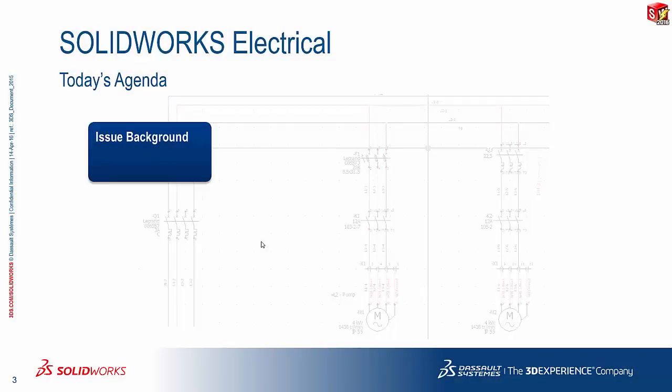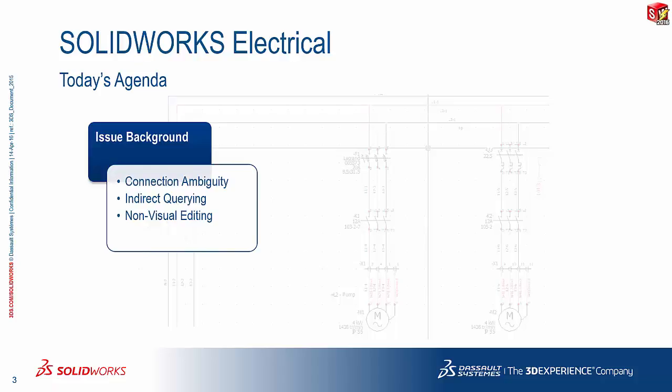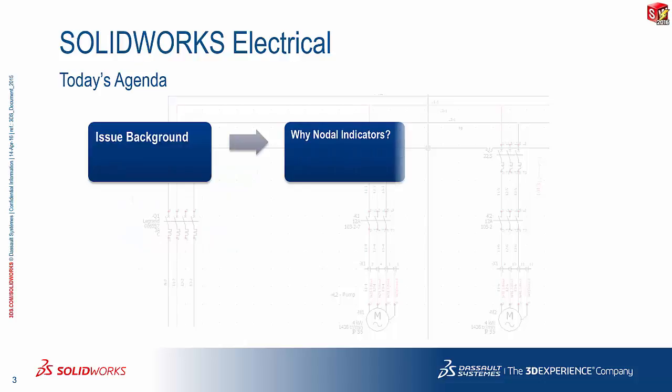So from this very simple example, we can tell very easily what the challenge is. When it comes to a traditionally created 2D schematic, there is a certain degree of connection ambiguity. It is not clear what the sequence of connection should be. Of course, there are ways to mitigate it, but again, they are both indirect and non-visual. And with that, we move on to nodal indicators and take a look at why this piece of functionality is so useful.